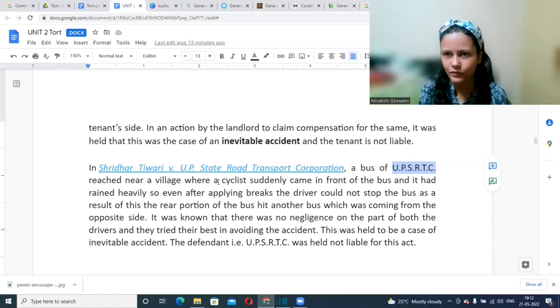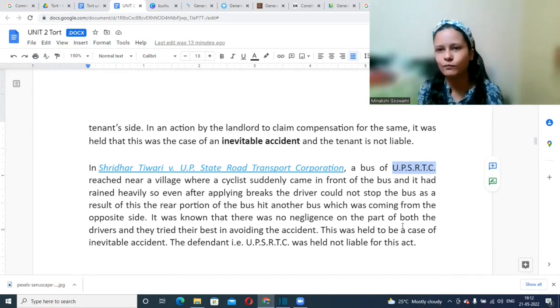So the situation itself was such that even after applying the brake, it did not work out, and there was an accident. It was known that there was no negligence on the part of both drivers. Both of them were driving carefully, but because it was raining and the road was narrow, they wanted to save the cyclist and it just happened. So in such a case, it was considered an inevitable accident, and UP State Road Transport Corporation was held not liable. The situation itself was such that it was an inevitable accident.